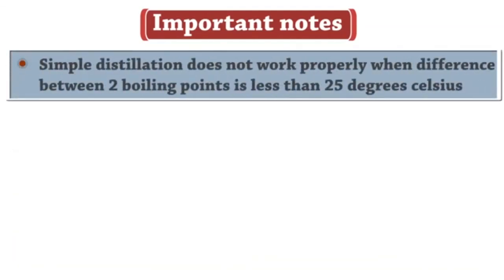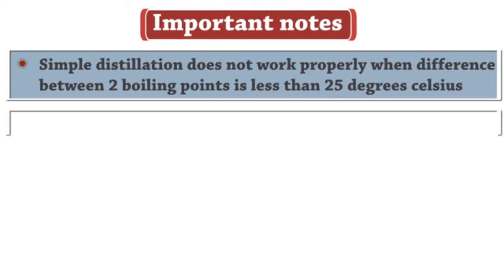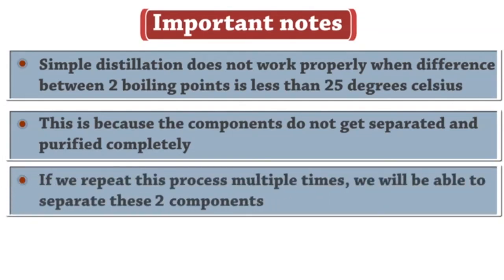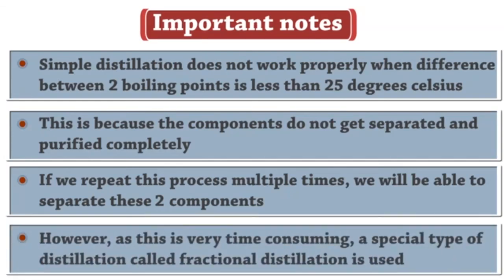Simple distillation does not work properly when difference between two boiling points is less than 25 degrees Celsius. This is because the components do not get separated and purified completely. If we repeat this process multiple times, we will be able to separate these two components. However, as this is very time-consuming, a special type of distillation called fractional distillation is used.